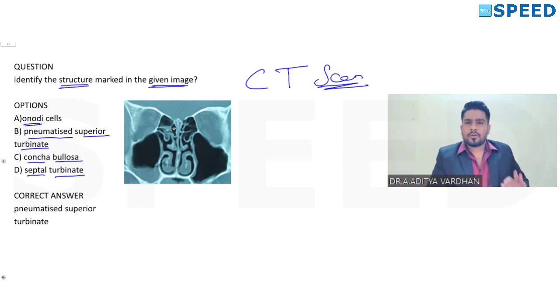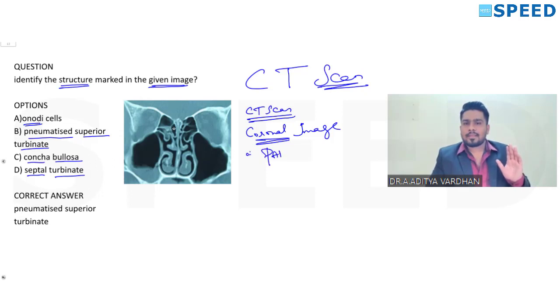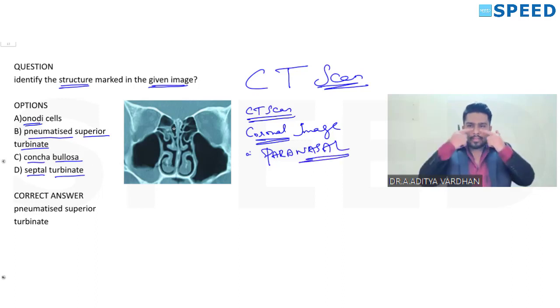For your reference, this is a CT scan image in coronal orientation. And which area? It's in and around the paranasal area. Exactly around this area they have given. So I will tell you a little bit of anatomy here. We'll be discussing it in detail in the upcoming slides.